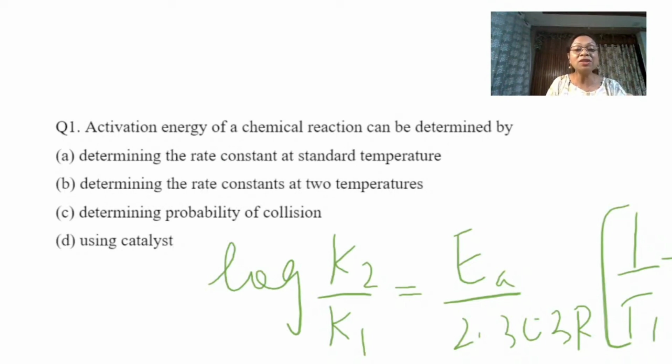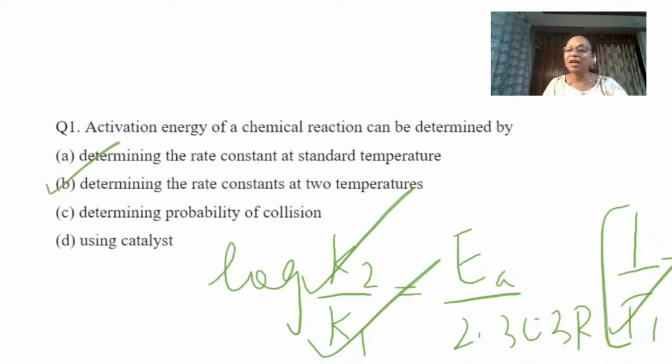So the activation energy of a chemical reaction can definitely be determined by what? By determining the rate constants at the two temperatures. Can you see that from this relation? Yes, so the answer is B.